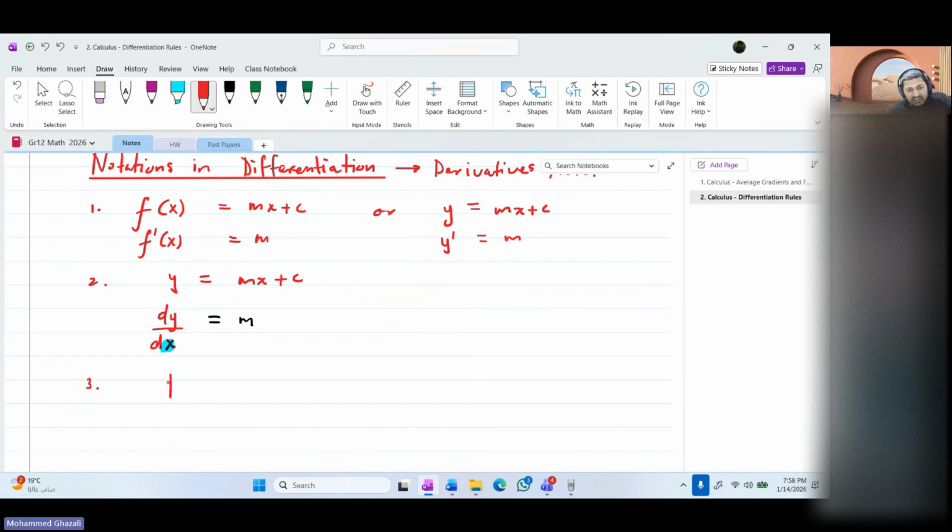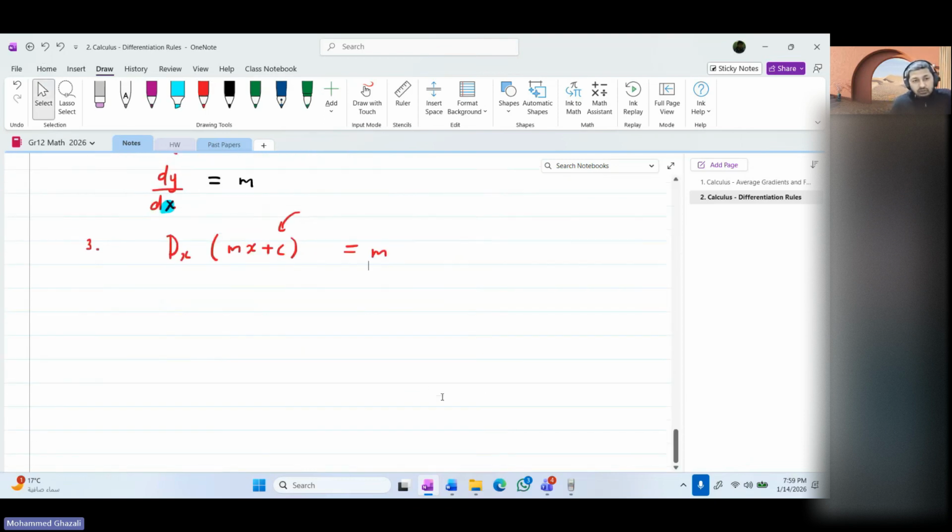Third notation that we use, we say derivative of x, and we put the function inside. The function inside that we put is mx plus c. Now make sure this is in power form always, and after you differentiate, then you can write down the answer. The answer is m. So these are the three different notations that we use. Okay, you can also call this d/dx. This can also be represented as d/dx of mx plus c, which is equal to m.